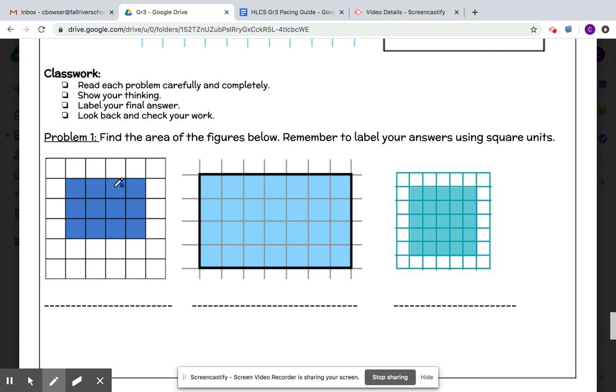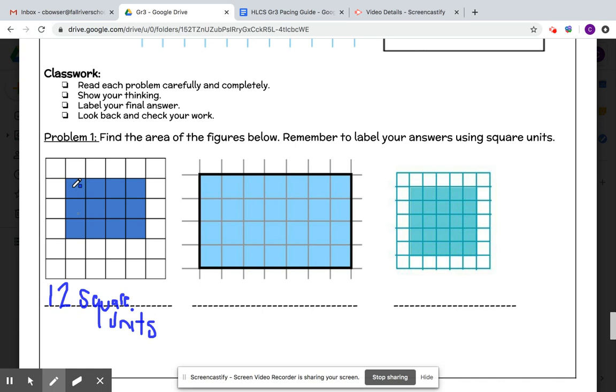1, 2, 3, 4, 5, 6, 7, 8, 9, 10, 11, 12. So that is 12. And we can't forget we're talking about square units. Hard to read on this. Square units. And counting squares is a little slow, we said, so we know we can also use multiplication.